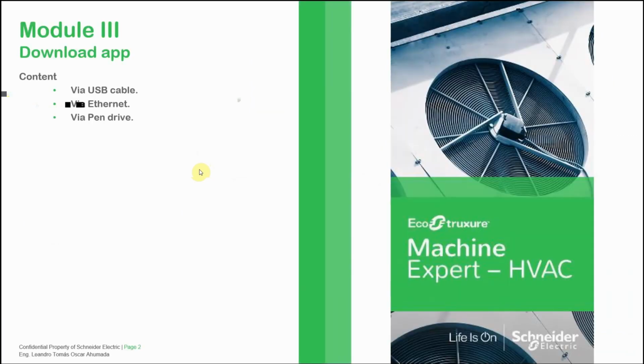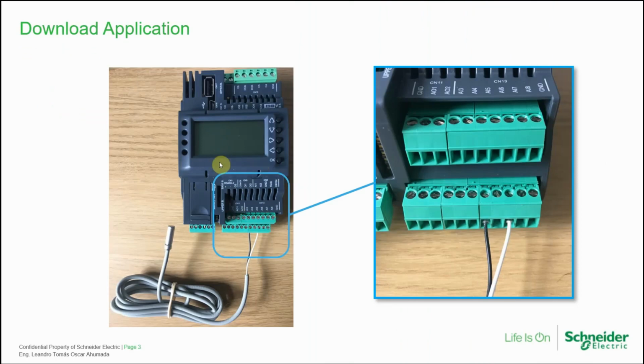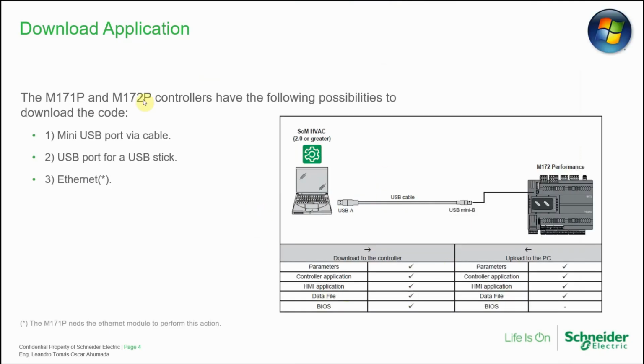For the M172 performance, we have these three ways to download our application: via USB cable, pen drive, and USB stick pen drive. In our program, we have our temperature sensor connected to the analog input 1, and so far we only use the power supply to the controller to energize it. These are all the ways that we have to download the application into the M172 performance. What we can download: the parameters, the views, and the HMI application from the embedded display.